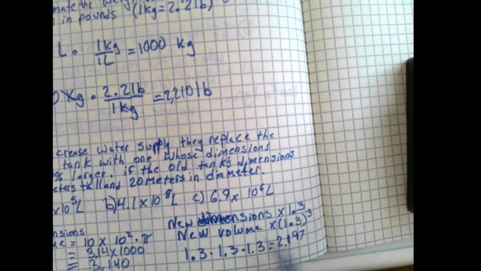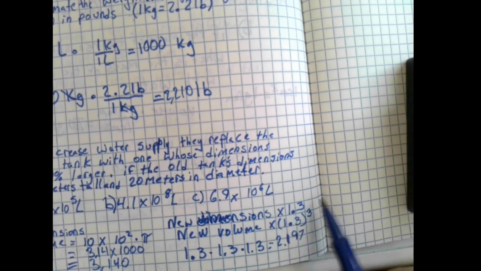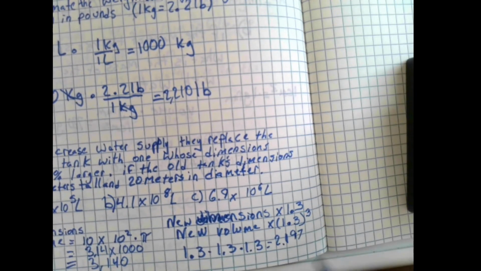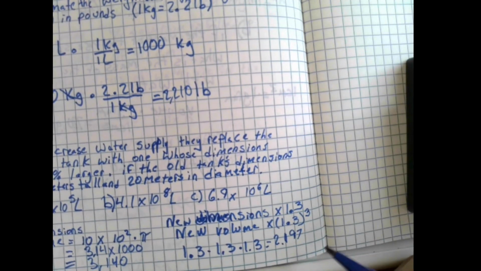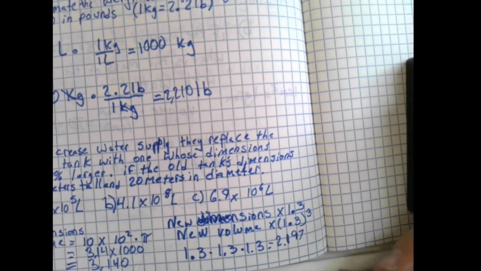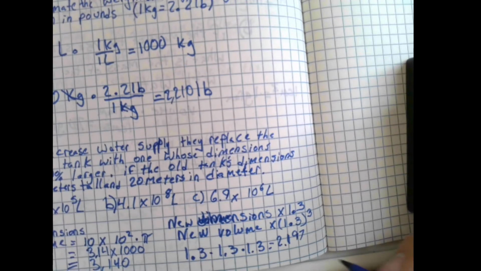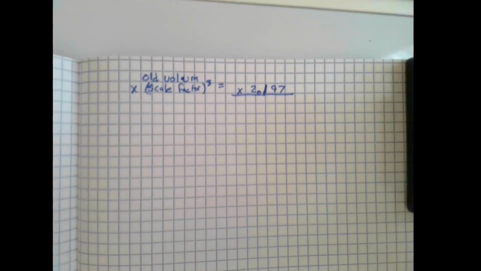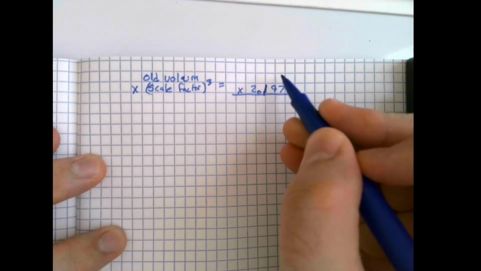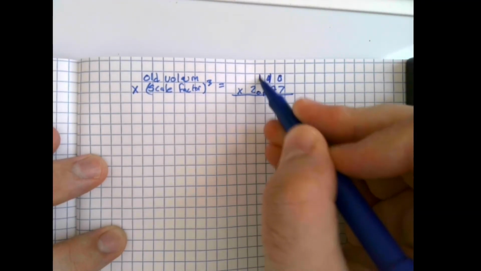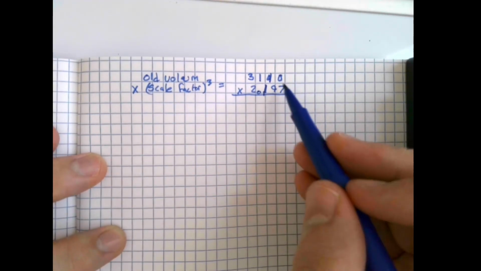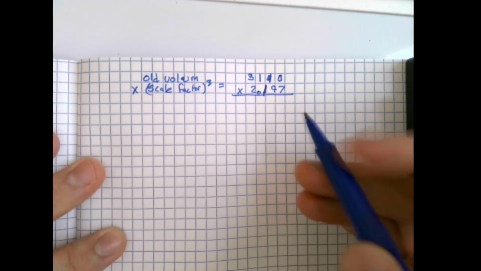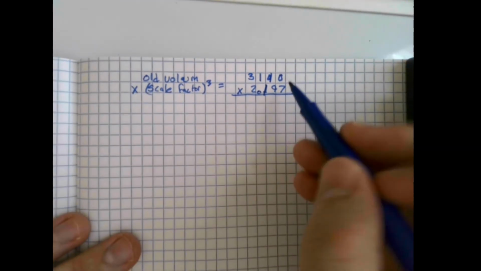Now, in order to find the new volume, we can use the scale factor in dimensions, which is 1.3, and we can use that to find the scale factor for volume. Now, when we found the scale factor for area, it was our scale factor squared. When we find the scale factor for volume, it's going to be our scale factor cubed, or to the power of 3. So 1.3 times 1.3 times 1.3 is 2.197. So if we take the old volume of 3,140 and we multiply by 2.197, let's do the math.